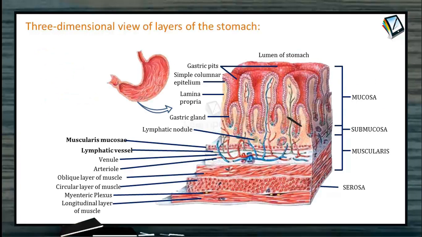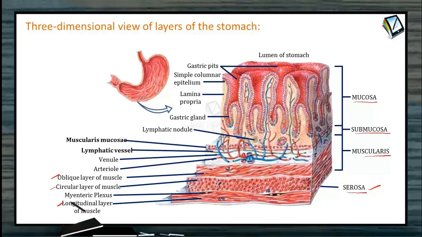The three-dimensional view of layers of stomach shows the outermost serosa, muscularis layer, submucosa and mucosa. Here serosa is the outermost covering. It is made up of simple squamous epithelium. It is also called visceral peritoneum. Whereas muscularis layer of the stomach wall shows three types of muscles. The outermost longitudinal, then middle circular and inner oblique muscles.